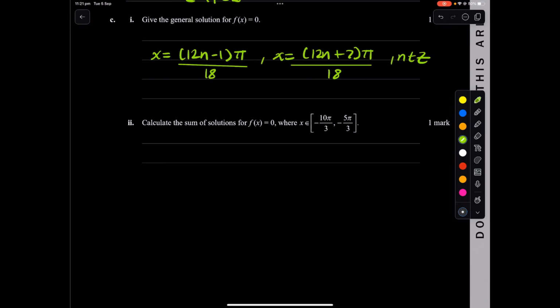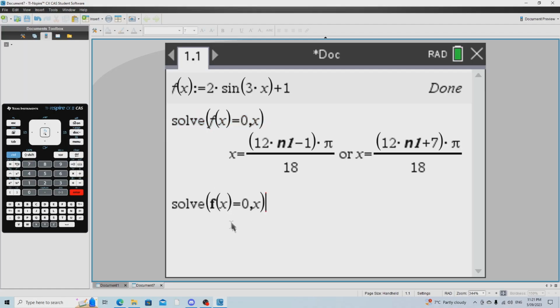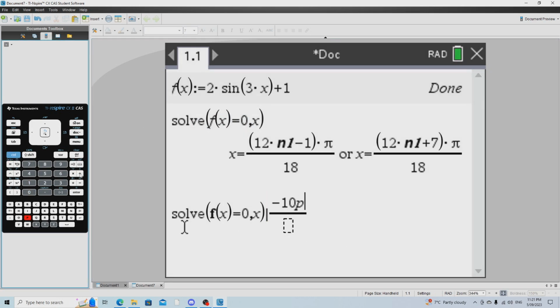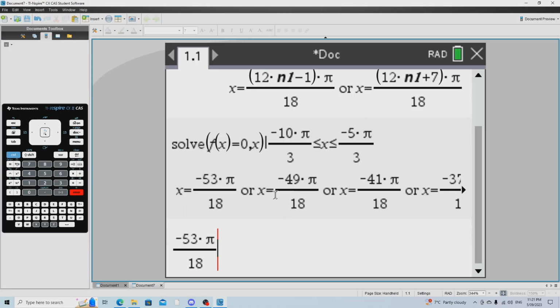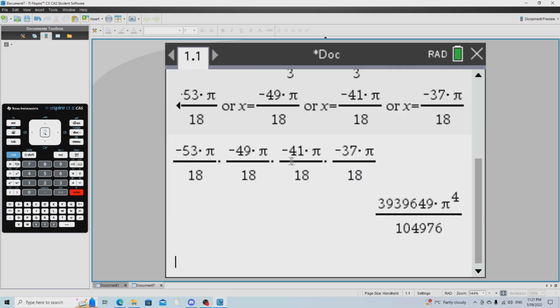Calculate the sum of the solutions from this domain. Okay, very easy. So I'm just going to take this here, and we want to say from negative 10 pi over 3 less than or equal to x, less than or equal to negative pi over 3. And here it is, and I'm going to take all of these and sum them all together. I think they should all sum up, because they have negatives. No, it doesn't. It just multiplies them.